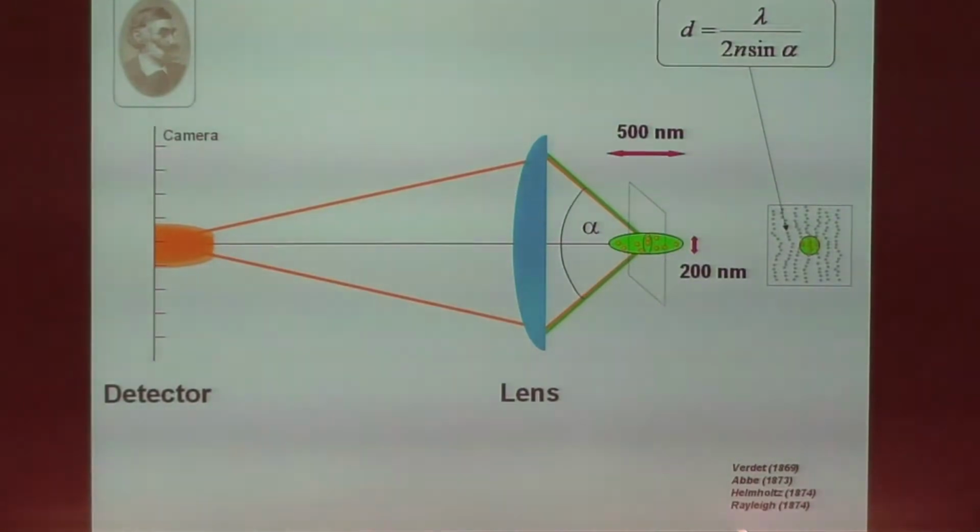And so it was clear that you cannot separate features that are closer together than this blob of light, because the signal that is produced by them will be confused by any detector that is imaginable.